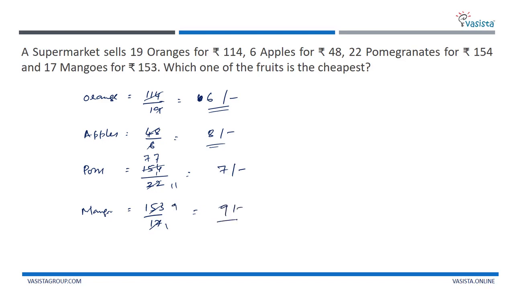This is 9 rupees. By observing this, the orange is the cheapest fruit compared to apple, pomegranate and mango. Right? This is the answer.